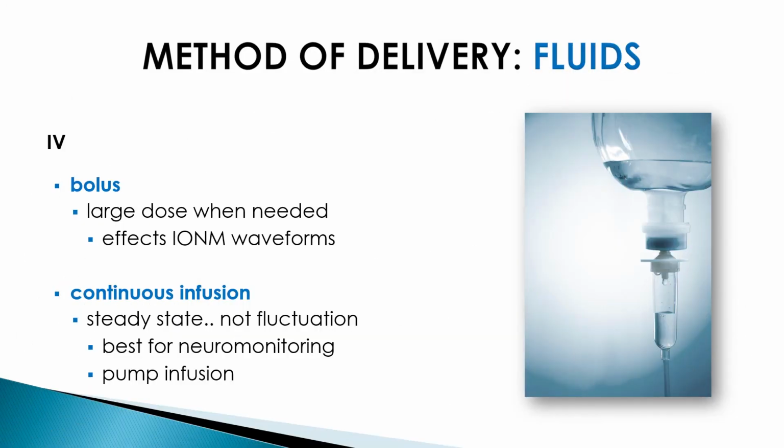Let's talk about IV fluids, another method of delivery. You can either give a bolus or a continuous infusion. A bolus is a large, fast dose when needed. It affects our waveforms dramatically usually because there's a big dose going in all at once. Continuous infusion by infusion pumps is best. It's a steady state infusion. We don't see big fluctuations in our data when they use continuous infusion.